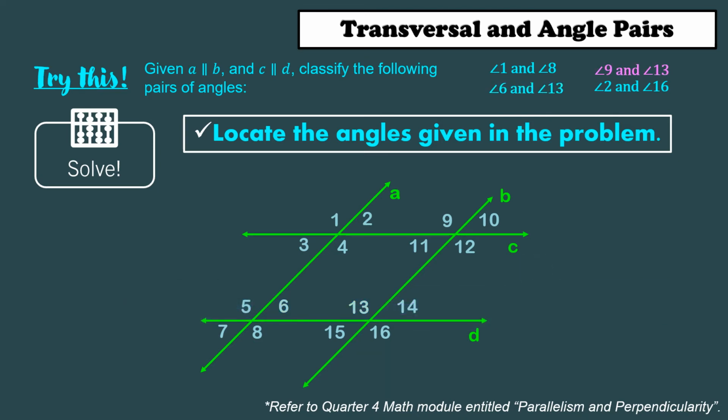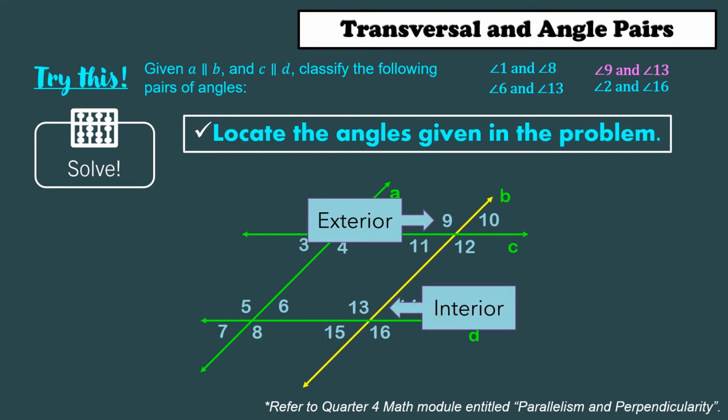To classify angles 9 and 13, we look at their location. Angles 9 and 13 are angles formed by parallel lines C and D cut by the transversal B. According to their location, angle 9 is an exterior angle, while angle 13 is an interior angle. They are also non-adjacent. Since angles 9 and 13 are a pair of non-adjacent exterior and interior angles, this makes them corresponding angles.